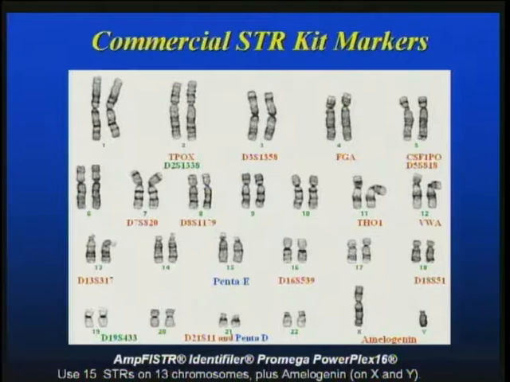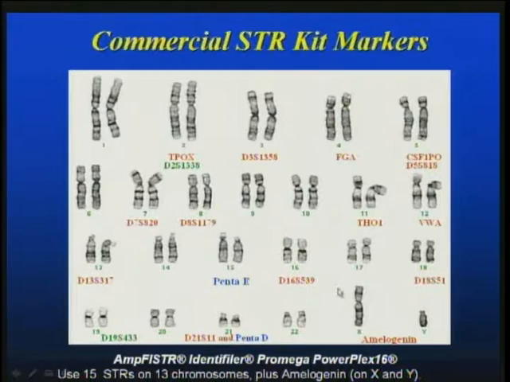This is just an individual's karyotype, the 23 different chromosome pairs. What I'm showing you here are the STR loci that are interrogated by the two major commercial manufacturers of STR kits in the US, one of which is Promega, and the other is ABI. Below each set of chromosomes is the chromosome number, and in red are the loci on each chromosome that are part of the kit. In red are the loci common to both the ABI kit and the Promega kit. In green are the loci specific to just the Promega kit, and the blue are specific just to the ABI kit.